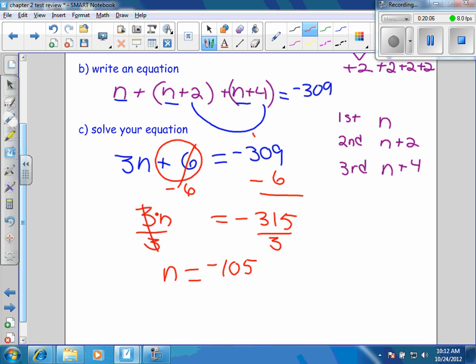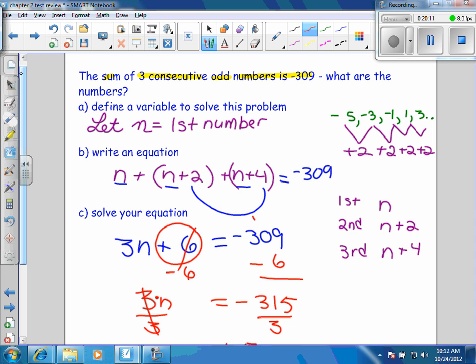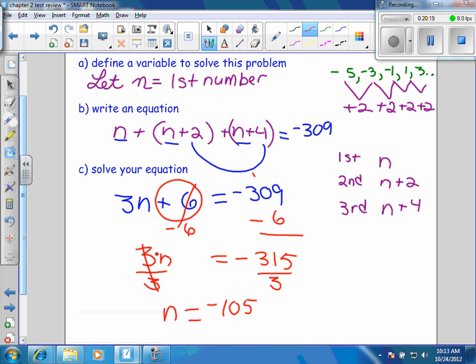Does that make sense? So what's the question though? Because I don't know if I've answered the question. What are the numbers? Have I answered the question? No. So what's the answer to the question? It's 101, 102, 105. No, because the first number is negative 105. I didn't hear any negatives in there. So Sean? Negative 105, negative 107, and negative 109. Add 2 to negative 105. Oh, negative 103. Add 2 again. Negative 101.